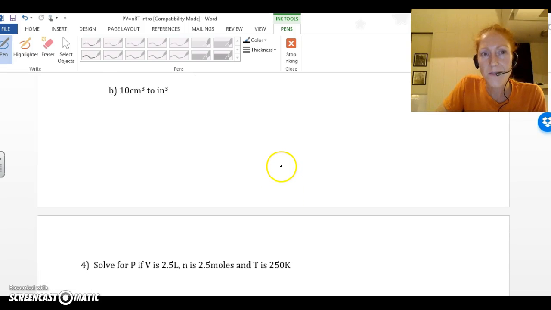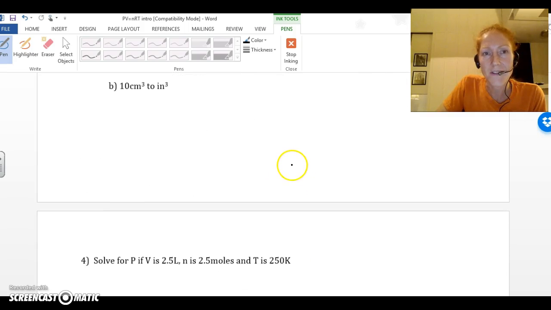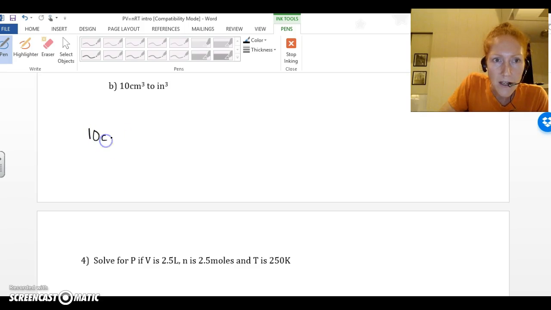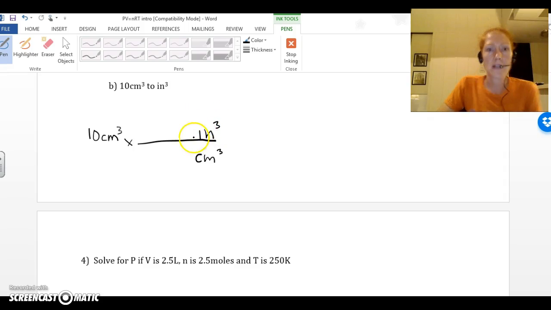Number 3, this one's tricky. All the others are straightforward conversions, which you can rock, but this one is a little tricky. So I'm starting with 10 centimeters cubed, and I know the unit I have has to go on the bottom. The unit I want goes on top. I want inches cubed.